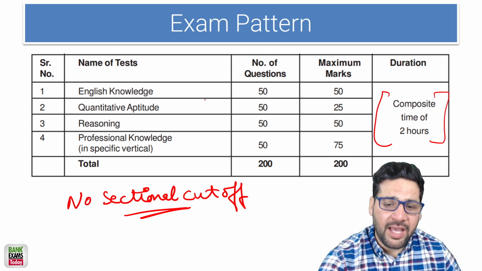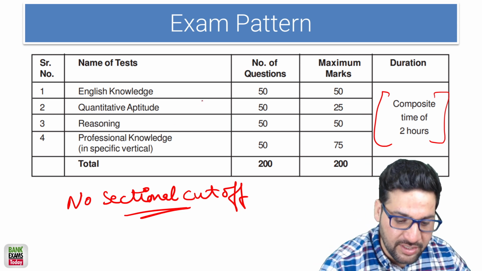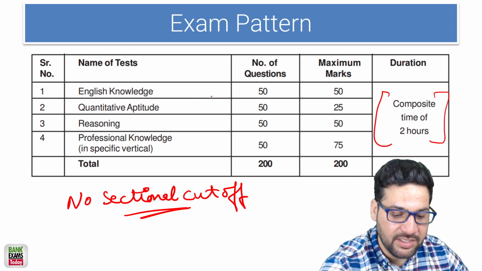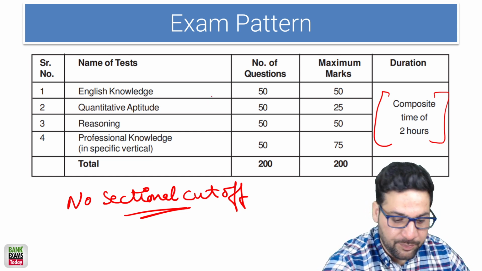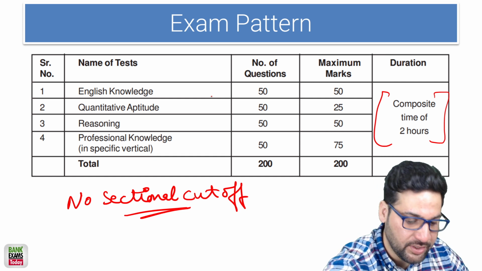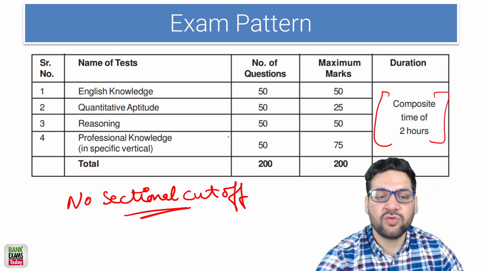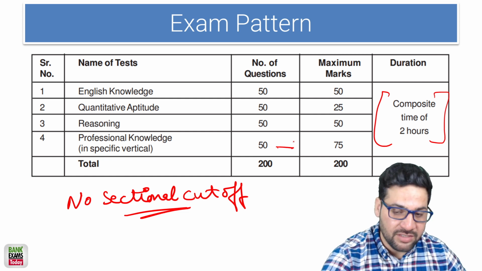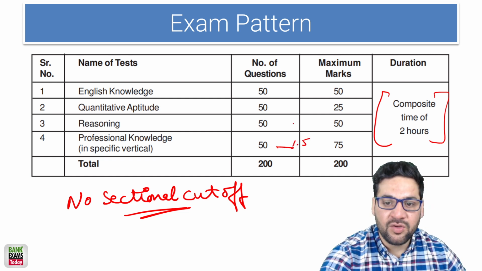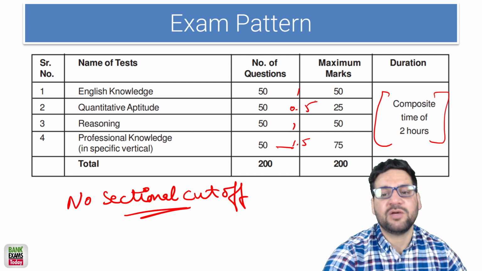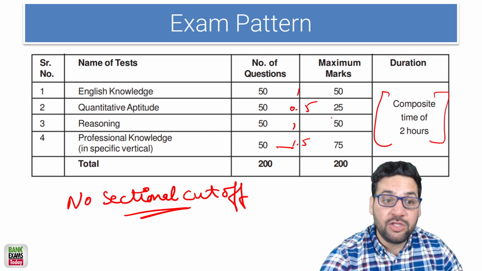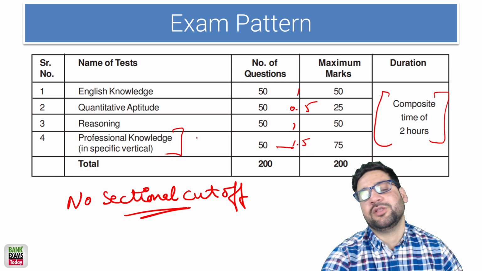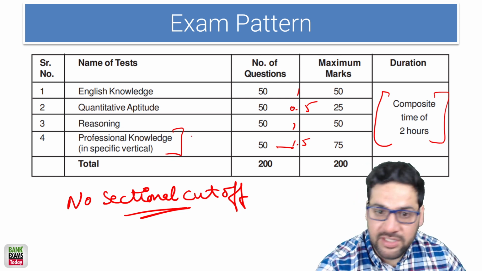As there is no sectional timing, which section should you attempt in the beginning, and then what to do? According to me, as the weightage of marks is 1.5 here, 1 here, 1 here and 0.5 in quantitative aptitude, you should start with the professional knowledge.